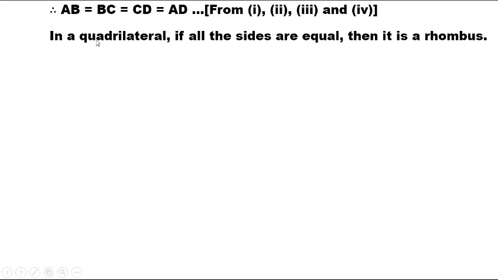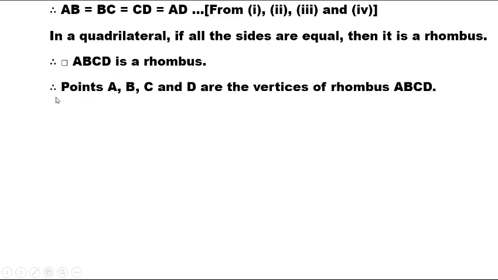So AB is equal to BC is equal to CD is equal to AD. In a quadrilateral, if all the sides are equal, then it is a rhombus. So quadrilateral ABCD is a rhombus, and the points A, B, C and D are the vertices of rhombus ABCD.